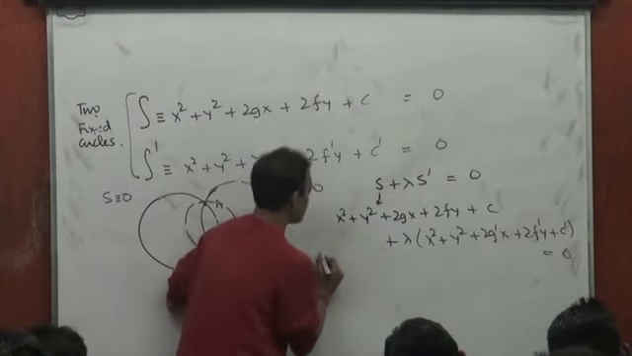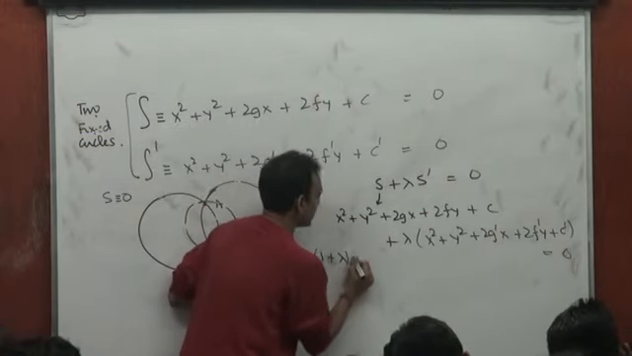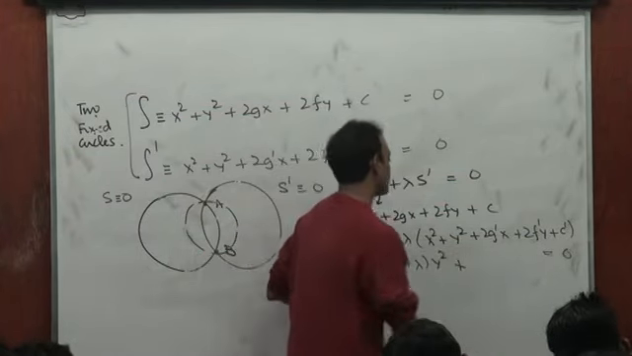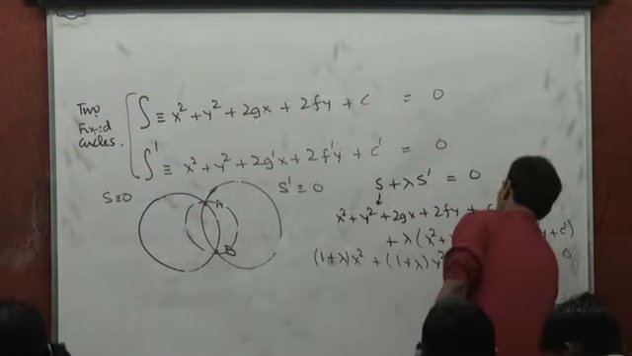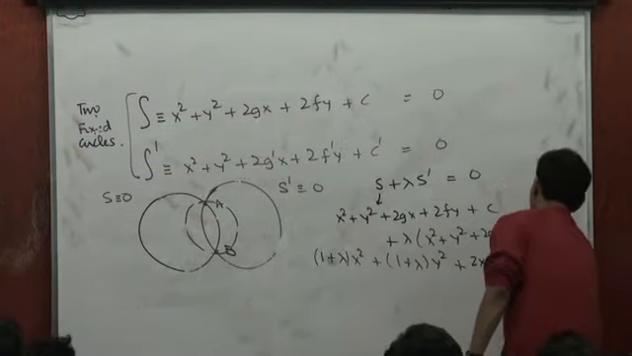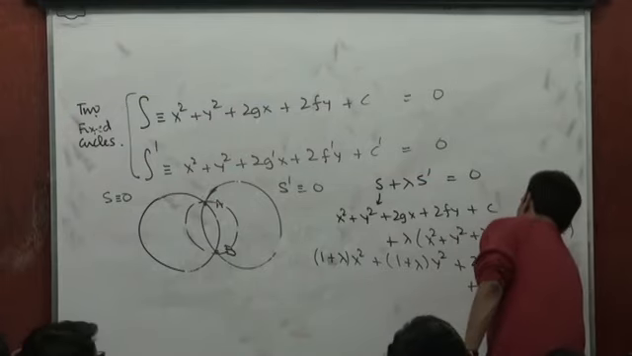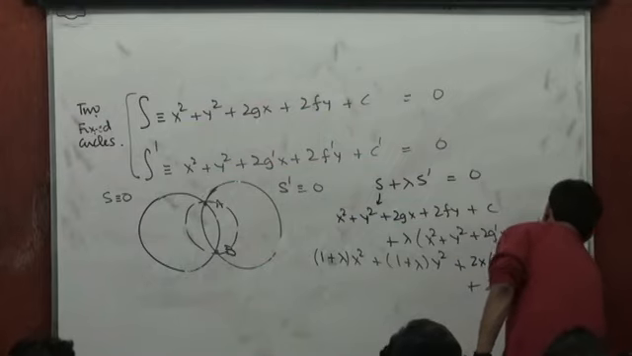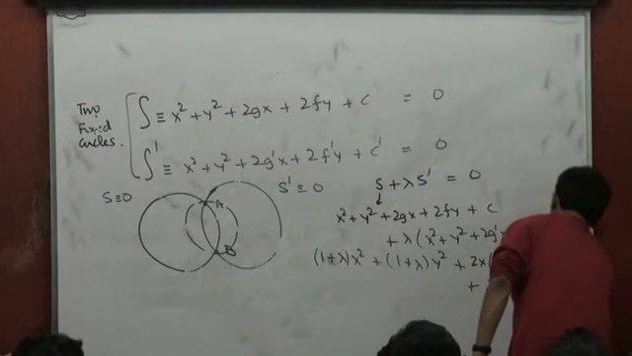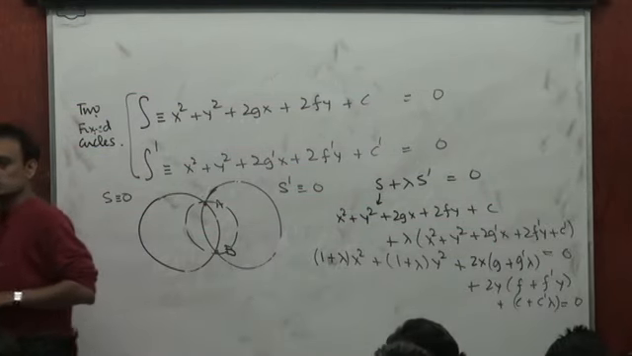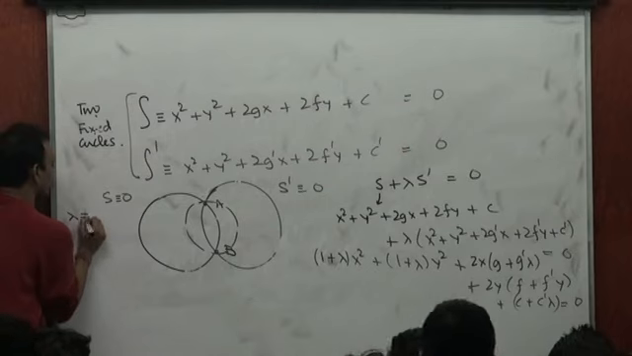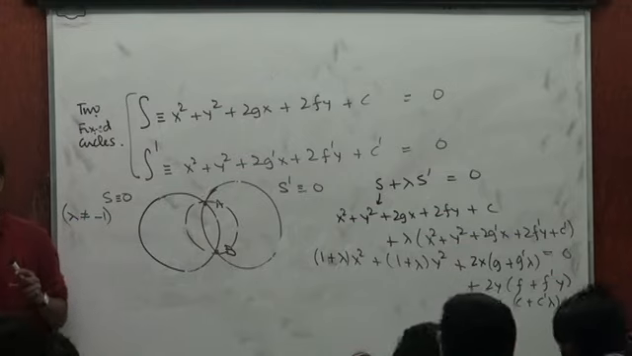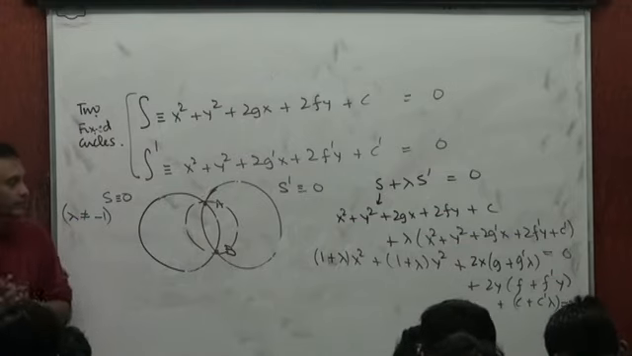Which I could also write as (1 plus lambda) into x squared plus (1 plus lambda) into y squared plus 2x into (g plus g prime lambda) plus 2y into (f plus f prime lambda) plus (c plus c prime lambda) equal to 0, yes or no? I will assume that lambda is not minus 1. Lambda can take other values except minus 1, let's say in this case, the case that I am considering right now.